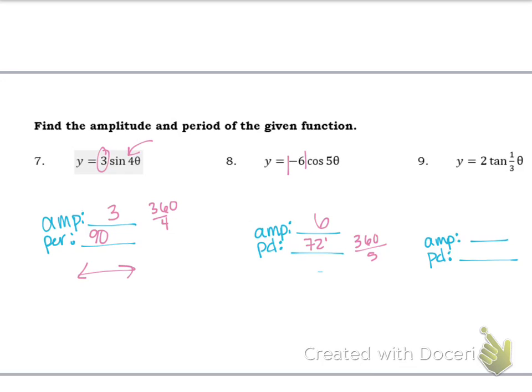Okay, absolute value of 2 is 2, but my amplitude, remember, I don't have a high and low for tangent. So this is undefined, but I can do my left and right, but one full rotation is 180 in this, so I'm doing 180 divided by 1/3, which is actually multiplying by 3, so the furthest left and right I'll be going is 540 degrees.